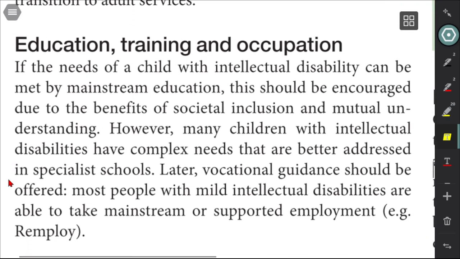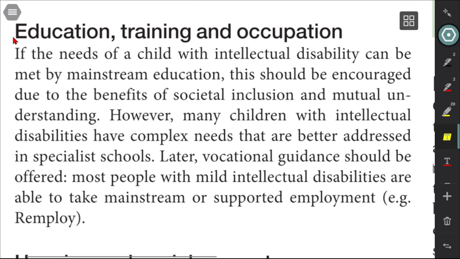What about education, training, and occupation? If the needs of a child with intellectual disability can be met by mainstream education, this should be encouraged due to the benefits of societal inclusion and mutual understanding. However, many children with intellectual disabilities have complex needs that are better addressed in specialist schools. Later, vocational guidance should be offered. Most people with mild intellectual disabilities are able to take mainstream or supported employment, like Remploy.